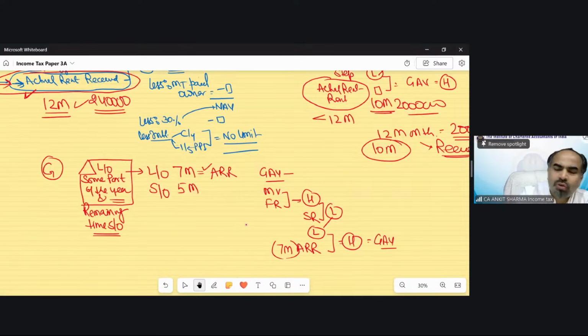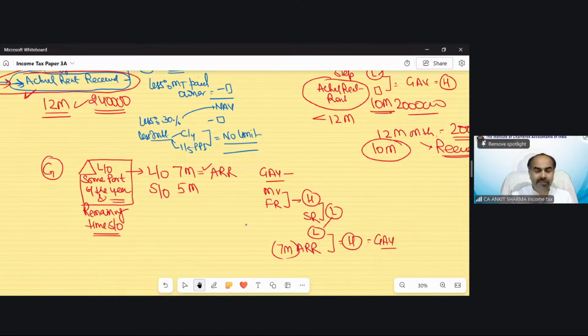After GAV, the solution is the same. Reduce municipal taxes, reduce the 30% deduction, reduce interest of the current year, 1/5 of PPI, no limit is there, and you will get your answer. So G case, that's what I was saying. That's why I was saying that the solutions for case D, E, and G are the same, because in all these three cases there is only one difference.